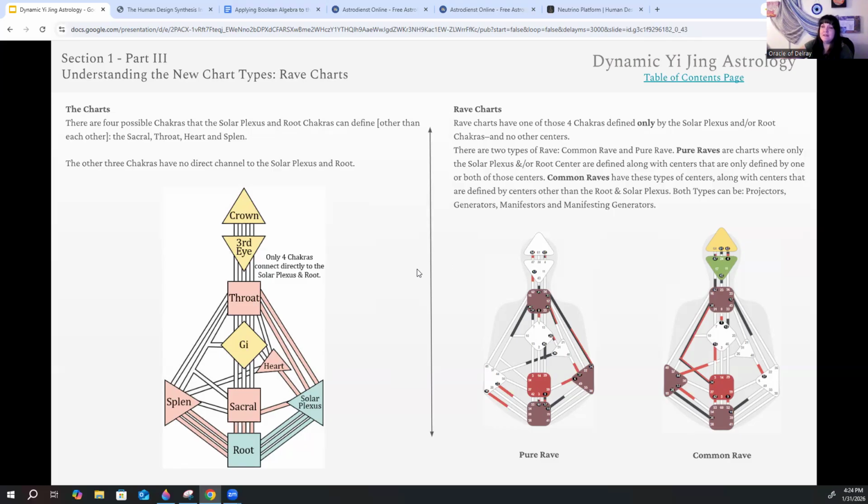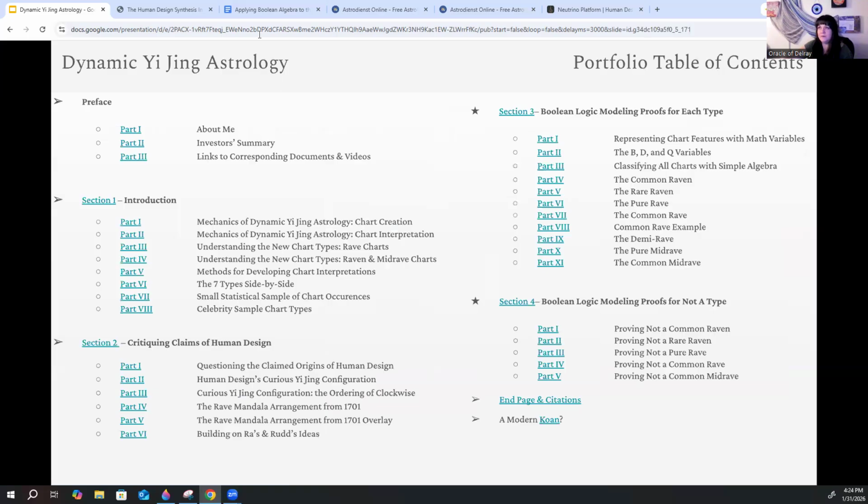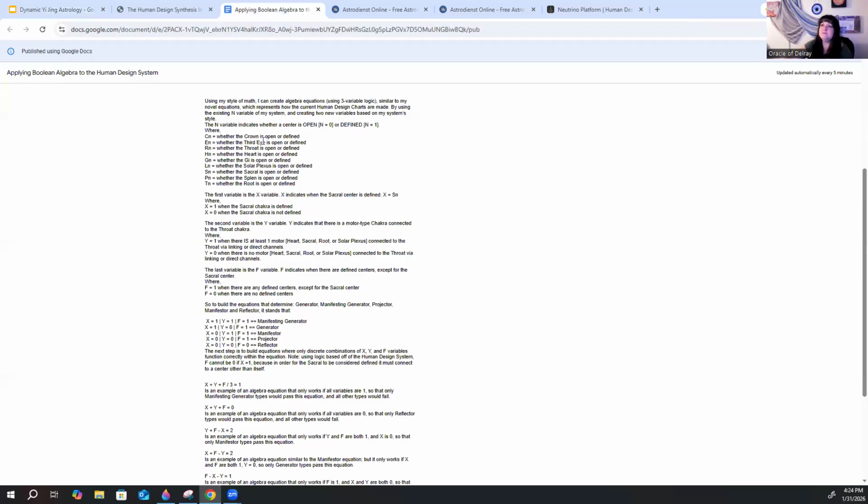I've done the kind of math that I use to describe these charts as a way of describing the original human design system, just applying my math and logic. So I'm going to jump to that really quick, since these are the types that some people at least will be familiar with. So manifesting generator, generator, manifestor, projector, and reflector.